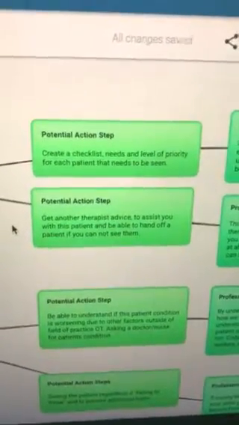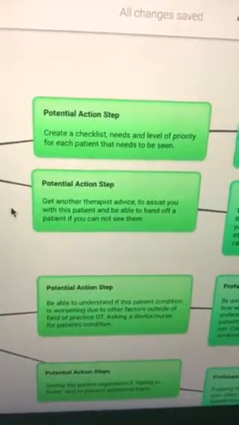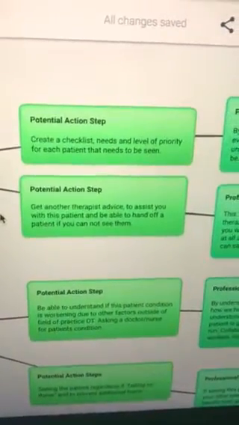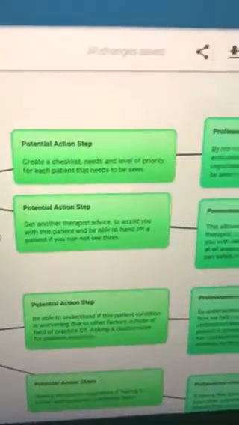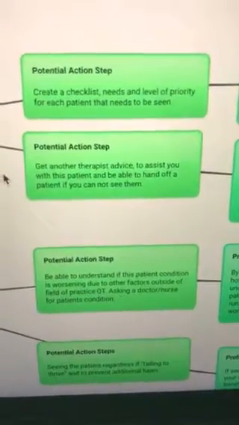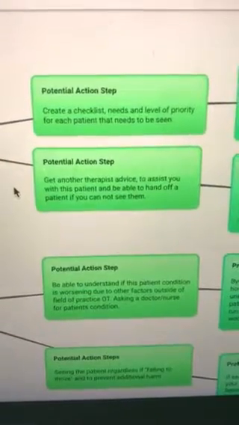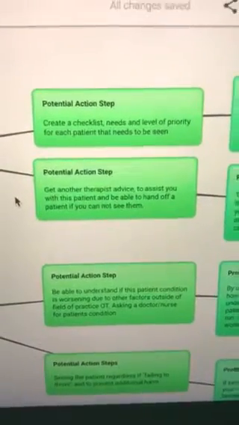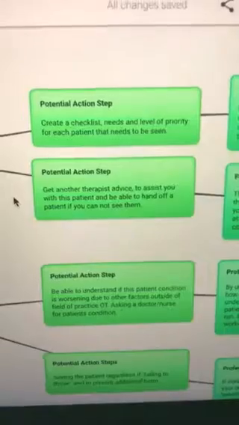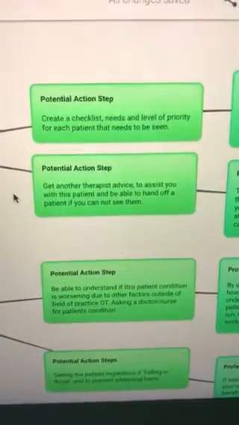Then, with decision making, you can get another therapist's advice to assist you with the patient and be able to hand off the patient if you cannot see them. If you're having a really busy day at the clinic and have a lot of evaluations to do and can't get to all of them, you can hand them off to someone else. You can also get advice on co-treating with a physical therapist, not just an occupational therapist. So it's about seeing what you can do there.